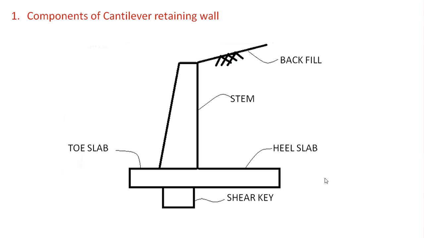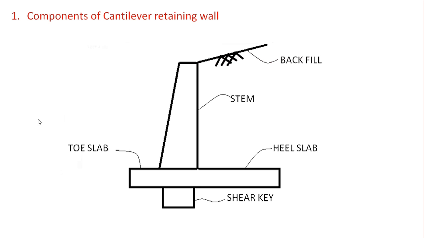shear key. So shear key is the component which is provided below the base slab. So what is base slab? Actually heel slab plus toe slab is equal to the base slab, and the shear key is provided below the base slab. Okay, so these are all the components of the cantilever retaining wall.